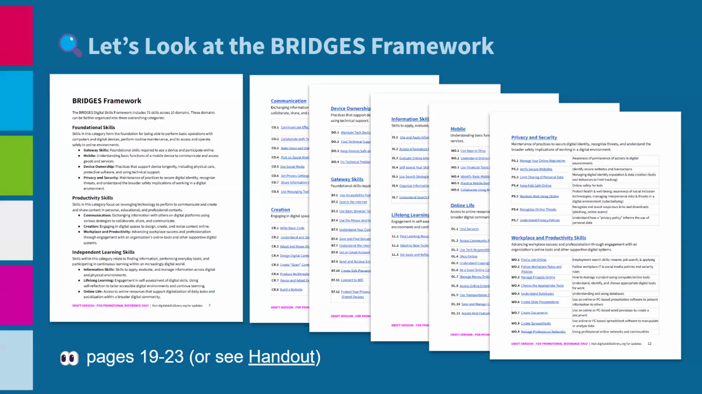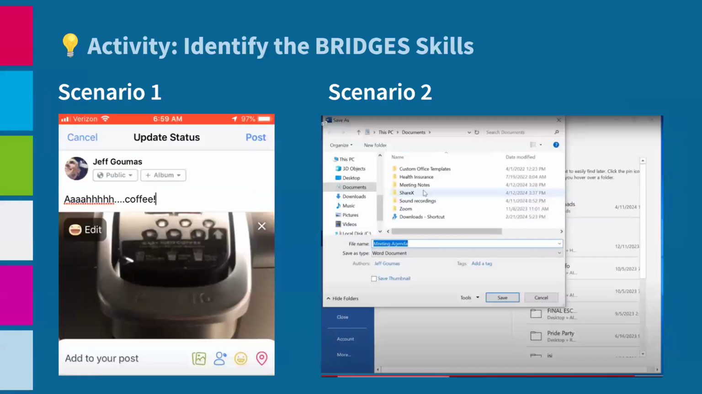And for those of you online, I think Nalicia shared in the chat the link to the handout as well. Okay. All right. So looking at scenario 1 and looking at your handout, and I know we've already said these skills, but I want you to identify the Bridges skills that you saw in scenario 1. So go ahead and scan through.